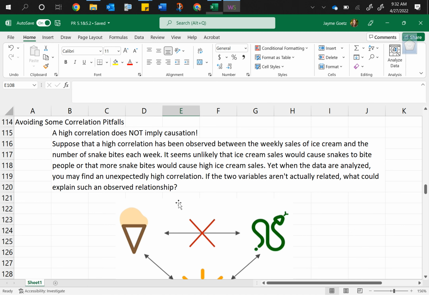Tell me, do you think high ice cream sales would cause a high number of snake bites? Do you think one causes the other? Absolutely not. I don't think snakes typically love ice cream sundaes. I am assuming that. I don't think they're going to come after that. I don't think that's the cause of that.